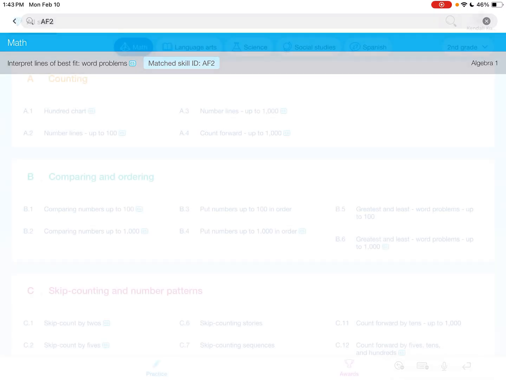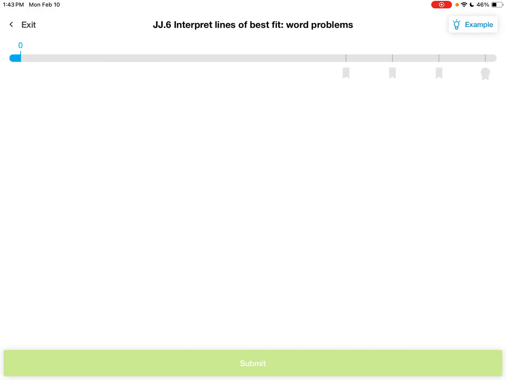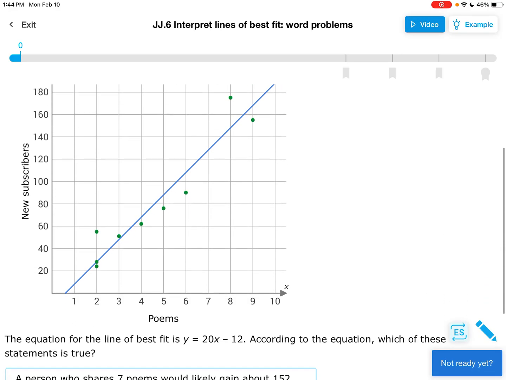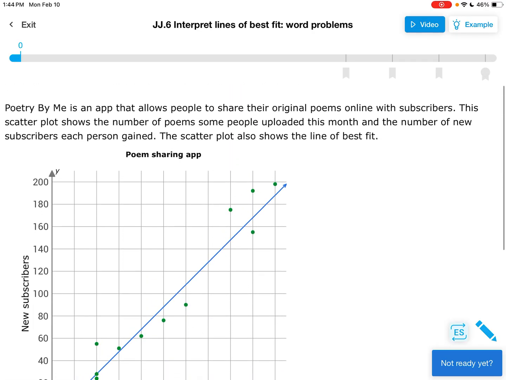Interpret lines of best fit. So we're going to bring this up where we have a scatter plot and we are looking at the line of best fit and its equation to make sense of the data. So for a prediction.